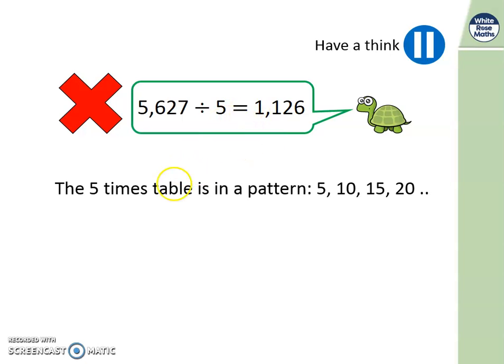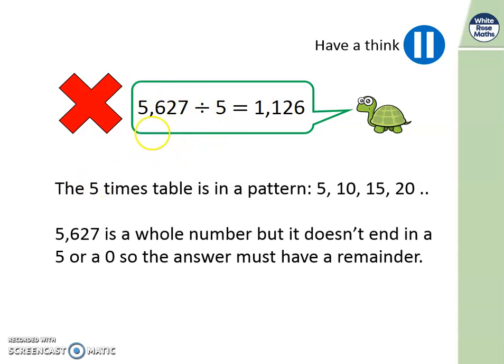That's right, the pattern in your 5 times table ends in a ones column with a 5 or a 0, a 5 or a 0, and the pattern repeats. Here in our ones column, it is a 7, so there would be a remainder. We know that the remainder must be 2. So therefore, 5 would go into 5 one time, it would leave us with a remainder of 2.